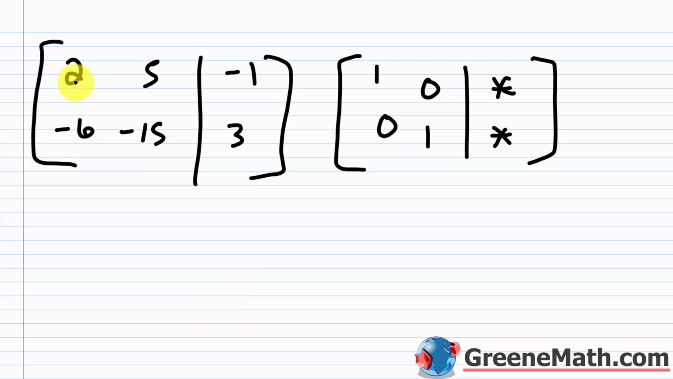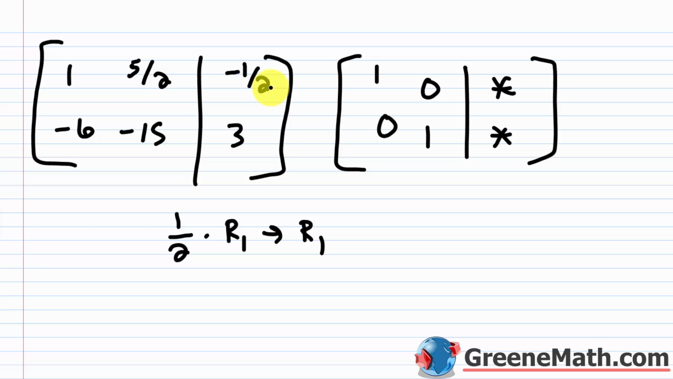So I'm going to get a 1 here in this first position. We already know what we're doing. Multiply row 1 by 1/2, which is the reciprocal of 2. So 1/2 times row 1. That's what I'm going to replace row 1 with. So this would be 1, this would be 5/2, and this would be negative 1/2. Now for this guy right here, I want to make this into a 0.